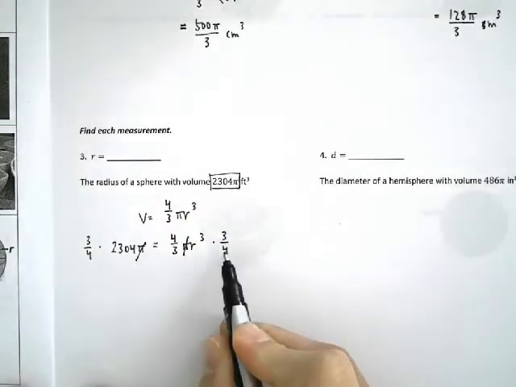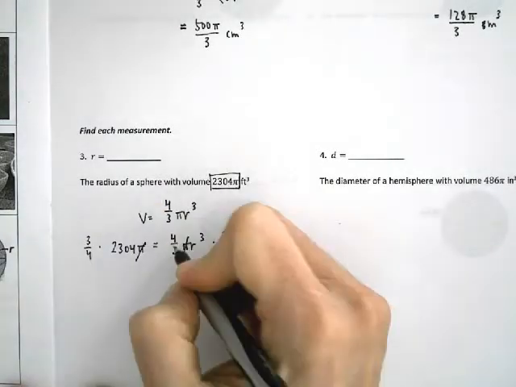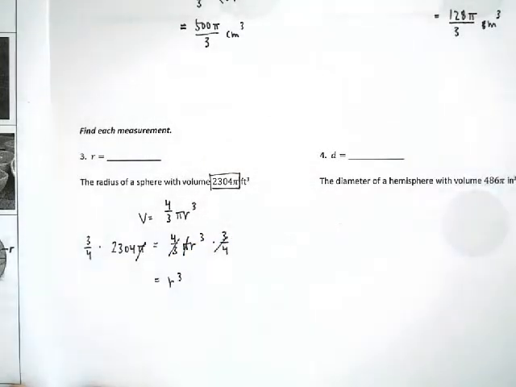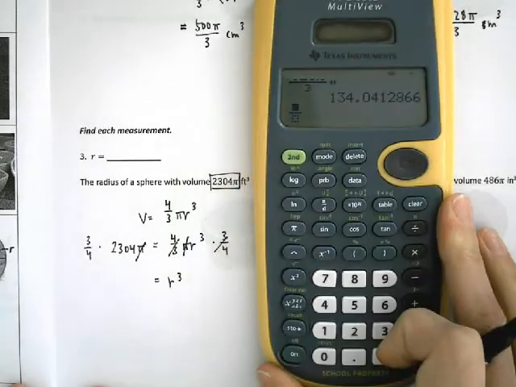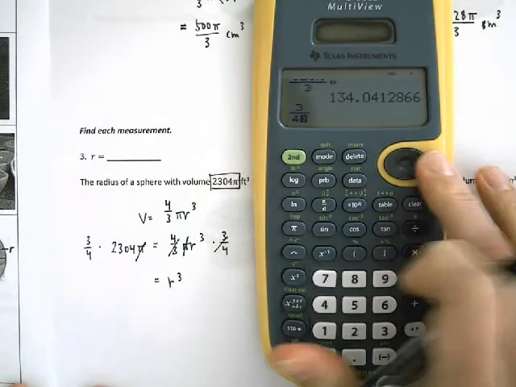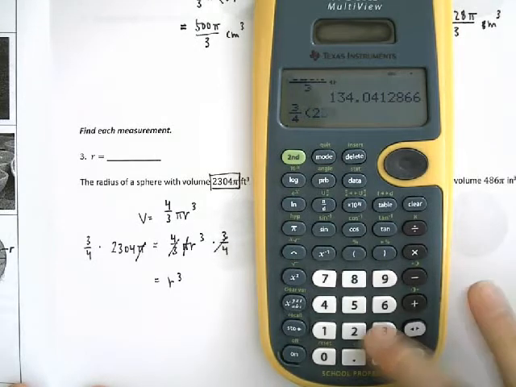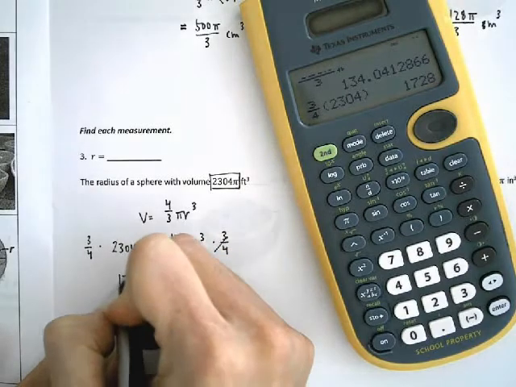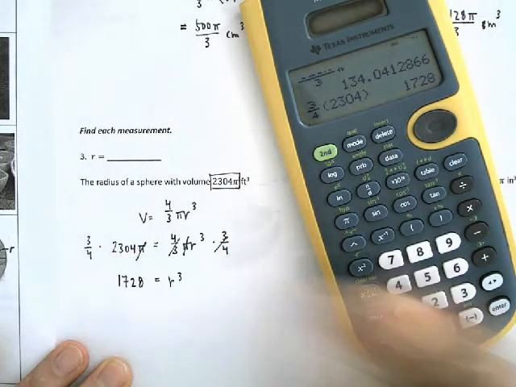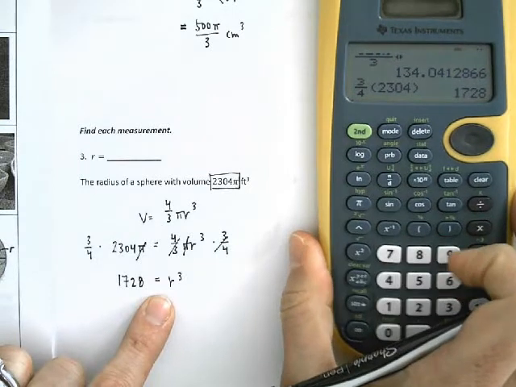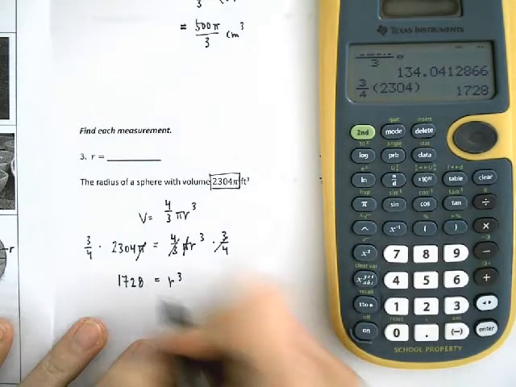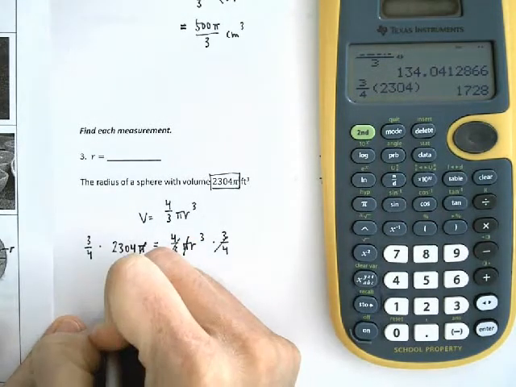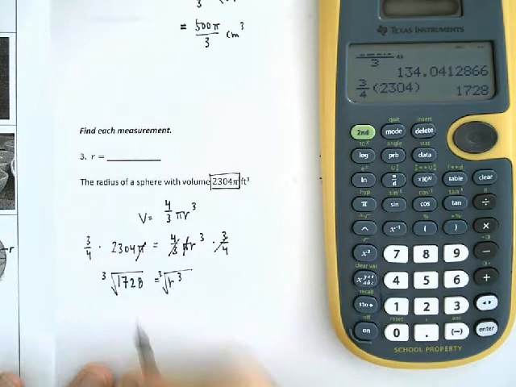I know that 4/3 times 3/4, that just gives me 1. So all I have left here is r cubed. And now I'm going to use my calculator. I have 3/4 times 2,304, and I get 1,728. Now, since this is cubed, to undo that, I need to take the cube root of both sides. Just like if it's squared, we take the square root. When we have something cubed, to undo it, we take the cube root.